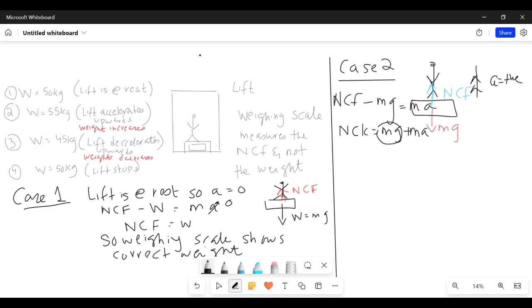So that's why now the weighing scale shows a value that's actually greater than the weight. So the weighing scale shows a value greater than the actual weight.